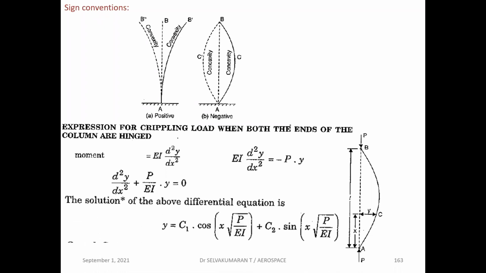So the solution of the above differential equation is y is equal to C1 cos of x root of P by EI plus C2 into sine of x into root of P by EI. So I can call this a general solution for the above differential equation. C1 and C2 are the constants of integration. Okay, so let us take that equation again.